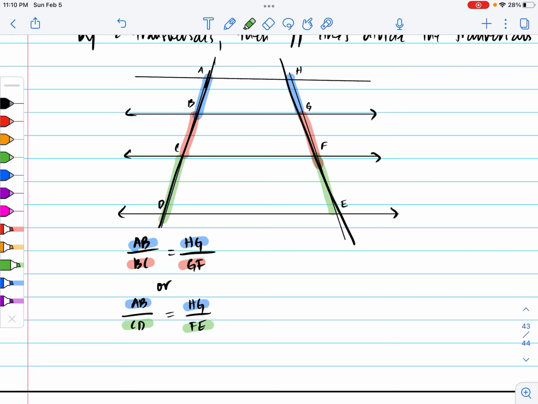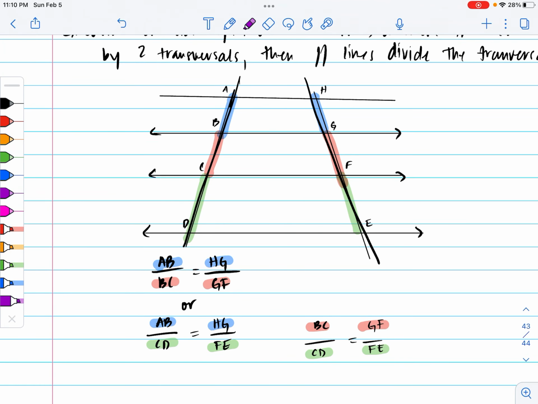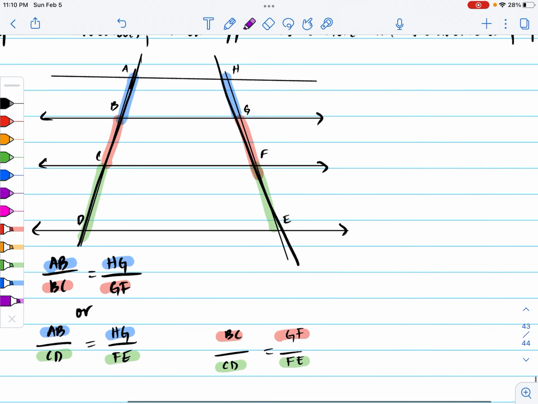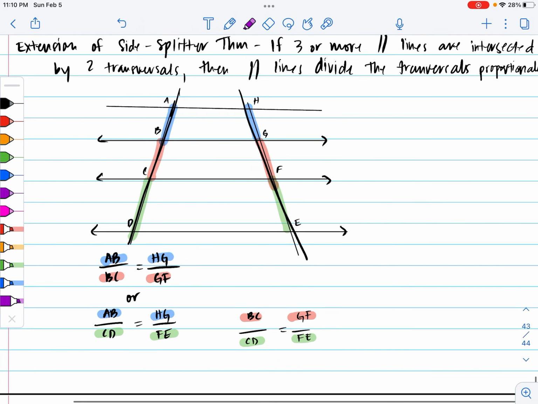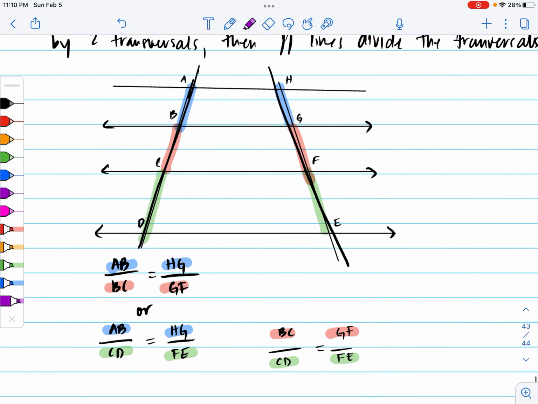You could do a combination of red and green as well, if you really, really wanted to. If you want, you could make these really interesting. BC over CD is proportional to GF over FE. And instead of using blues, we have reds. And if you really, really want to get fancy, you could do a combination of these. You have some proportionalities here too, but we won't go that far into it. If you want to dive deep into that, we could. But other than that, this is the extension of the side splitter theorem.